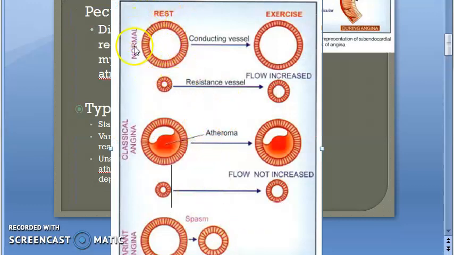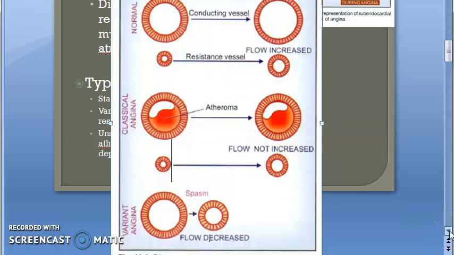In normal, at rest, it will be like this. This is the conducting vessel and this is the resistance vessel. Both of them will be able to dilate if there is increased demand, like in exercise. But in classical angina, what happens? Because of an atheroma, even though the demand is more, there is no increased flow. And coming to variant angina, there is spasm of the vessel.